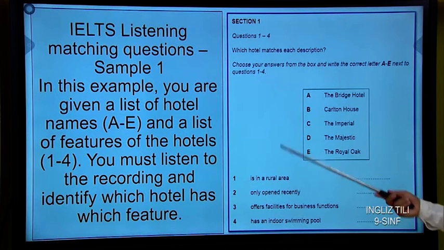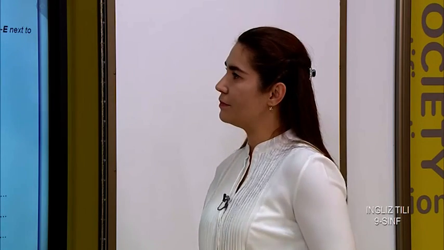Next one. Here is sample 1. In this example, you are given a list of hotel names and a list of features of hotels. You must listen to the recording and identify which hotel has which feature. Now, did you understand, dear pupils? Step by step, I am explaining the keys and hints of listening skills.